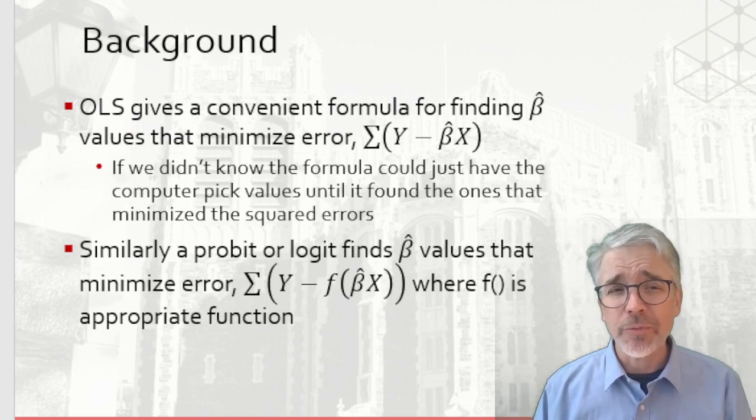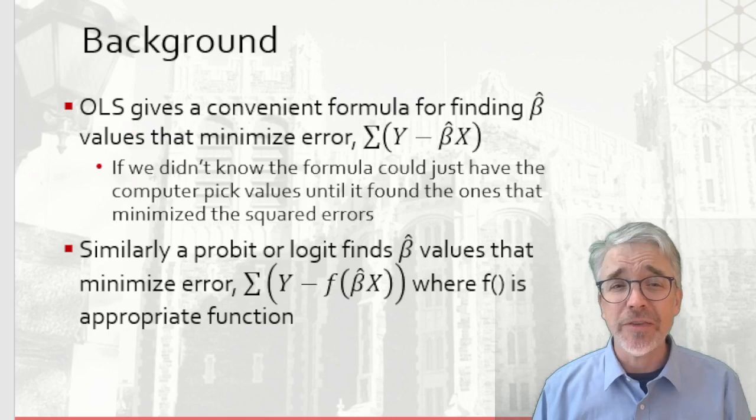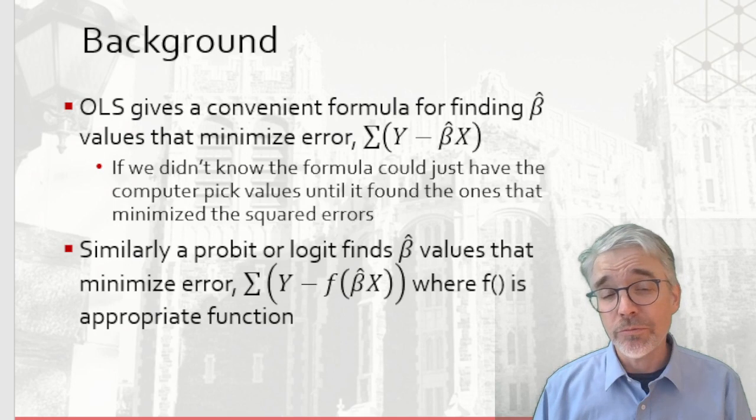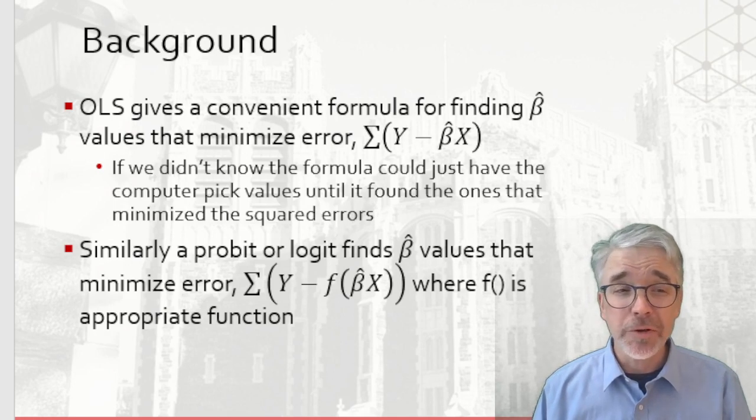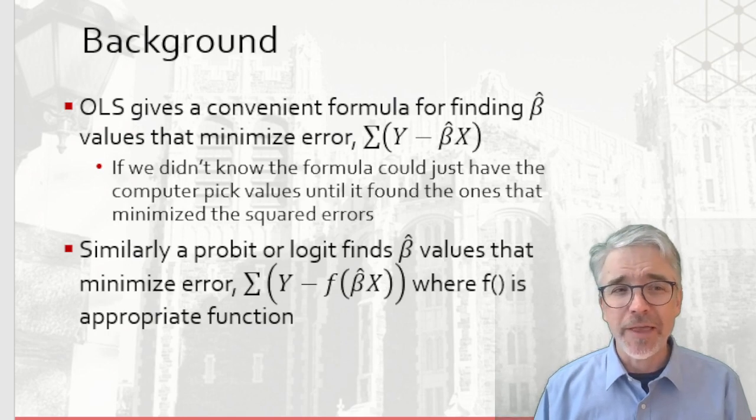When we did OLS, we were able to derive a convenient formula for finding the coefficient values that minimize the squared error. Remember, in ordinary least squares, the error term is y minus beta x. Sum those up, and having a nice formula makes things very easy. But if I didn't know the formula, I could find those estimates with enough computing power. A computer could just randomly pick numbers, find the ones that minimize the squared error term. You could just pick some numbers for beta, calculate the error, nudge around the value to see whether the errors get better or worse.